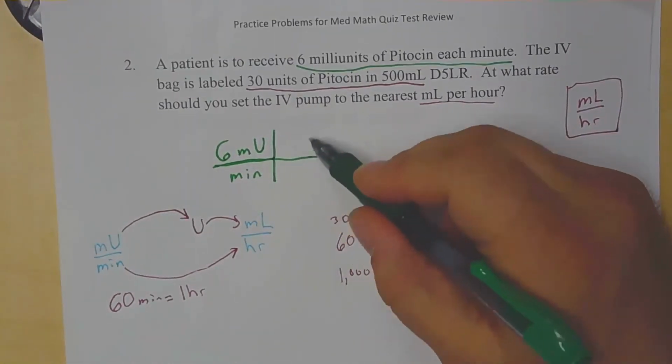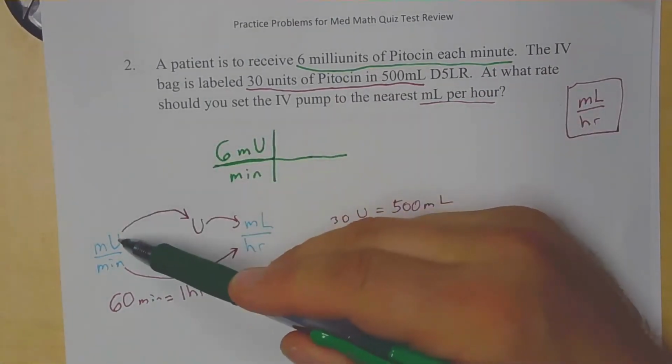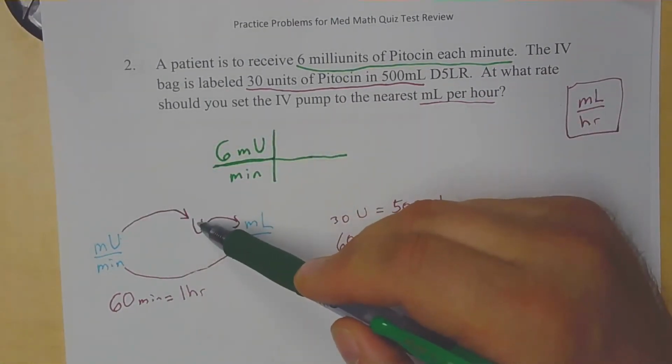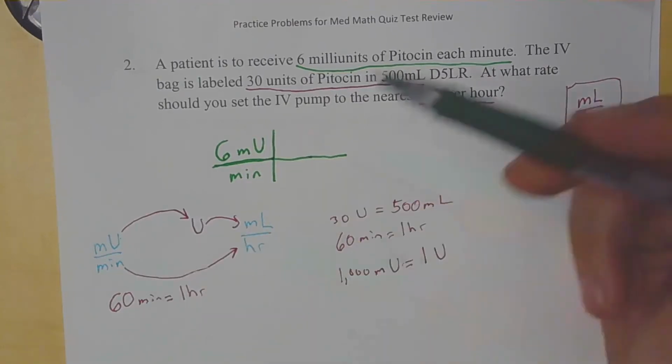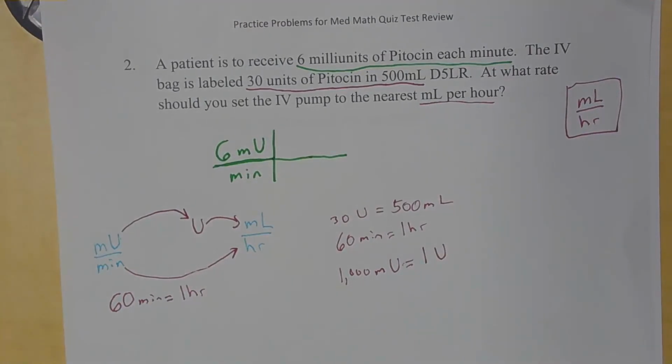Now, in the top or the bottom, well, it doesn't matter. I'm going to look and see what I'm going to do first. Well, I see that I'm going from milliunits to units. Some of you might say, well, can I do minutes to hours first? Sure. You want to do that first? All right, let's do that first.